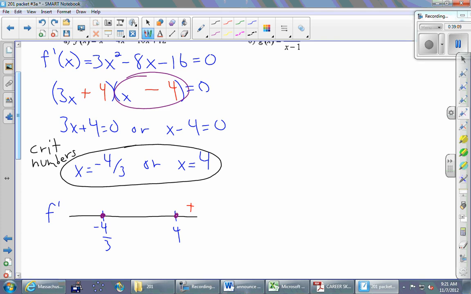Now let's pick something in between, -4/3 and 4. Any number is fine. 0 is oftentimes the easiest number to plug in. If you plug 0 in for x right here, what kind of a number is that? That's positive. Plug 0 for this x, what is that? That's negative. A positive times a negative is negative.